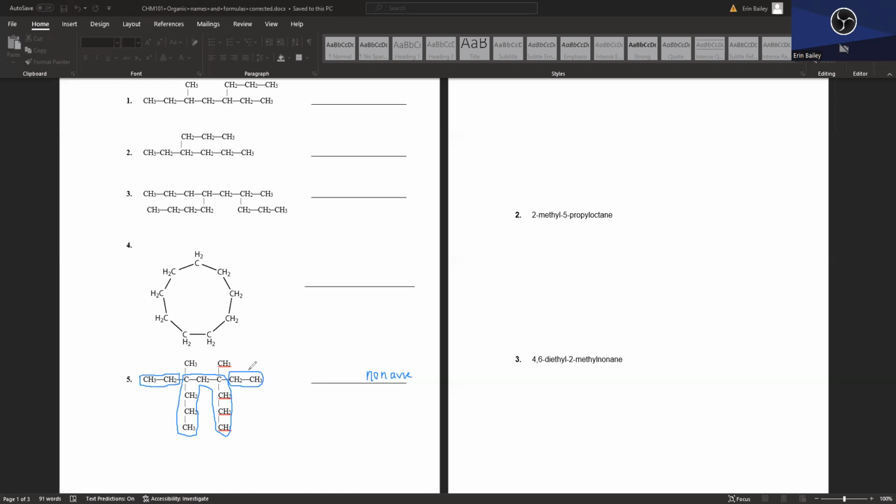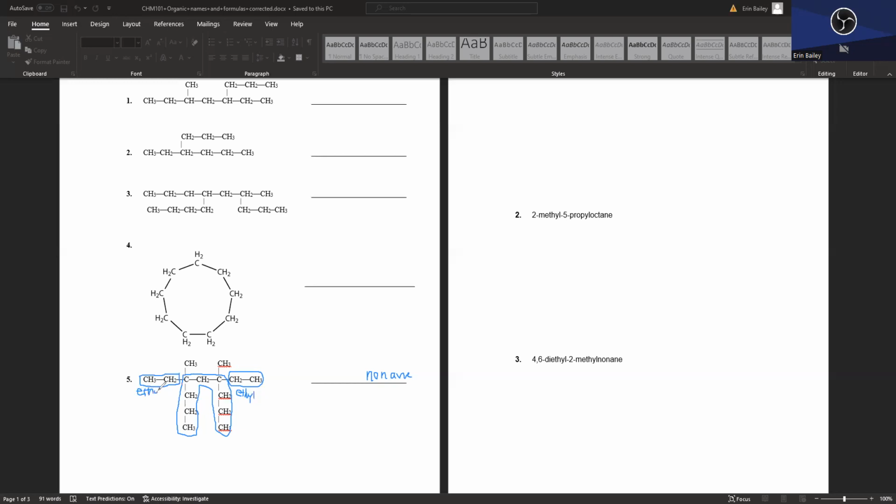This branch has 2 carbons in it. So instead of it being methane, which is just CH3, it's going to be ethyl, which is CH3 for a branch. This one, because it's a branch, won't be ethane, it'll be ethyl. So I'm going to label them ethyl over here and ethyl over here.